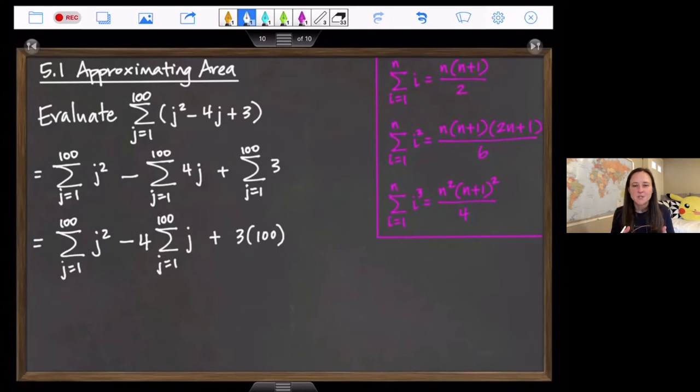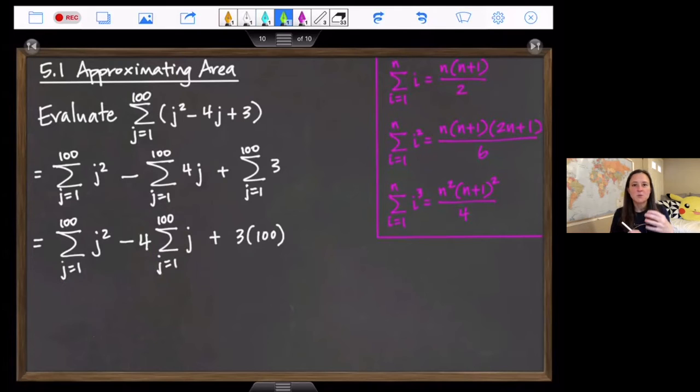And think about what that sum is doing anyway. It's just telling you to take the number 3 and add it over and over and over again for j equals 1 through 100. So you're just adding up 3 100 times. So you get 300. Now we're going to use the pink box formulas to help us evaluate this sum.